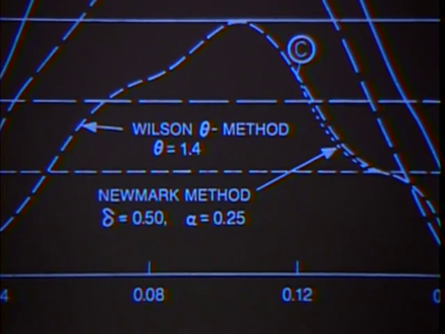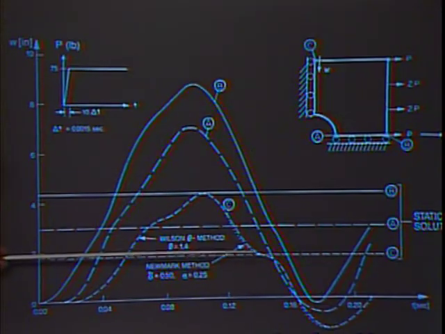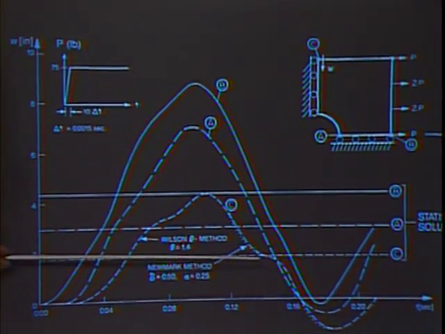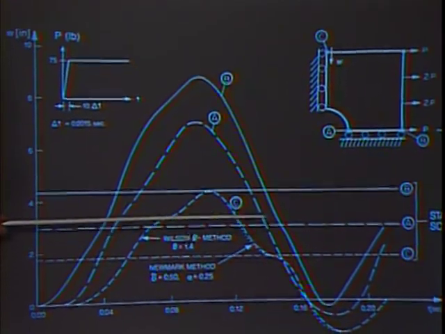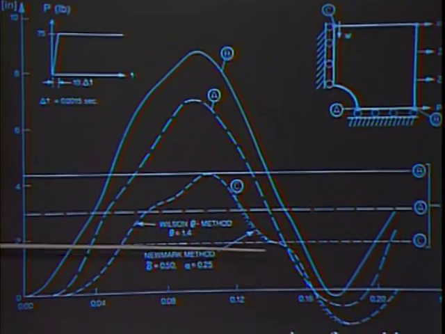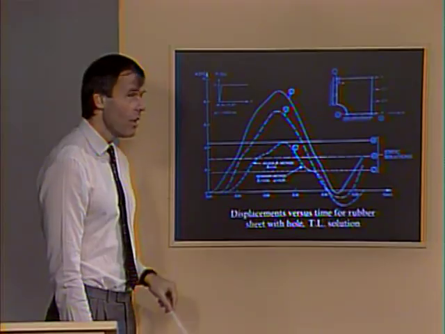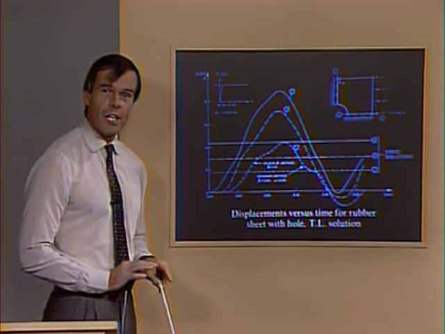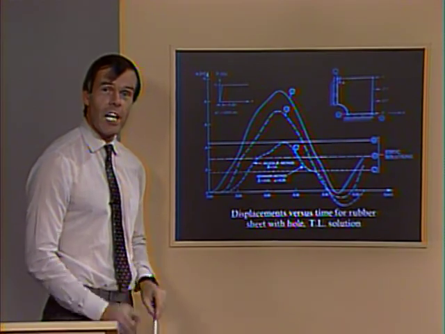It's also interesting to see the static response that the sheet undergoes for this load level at the points A, B, and C, and that is given by these horizontal lines. Once again, we have here a large displacement and very large strain problem.